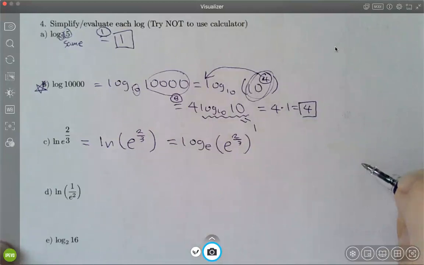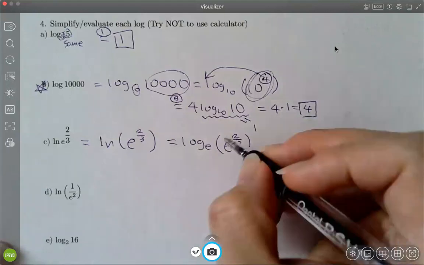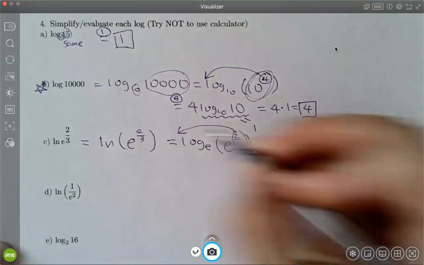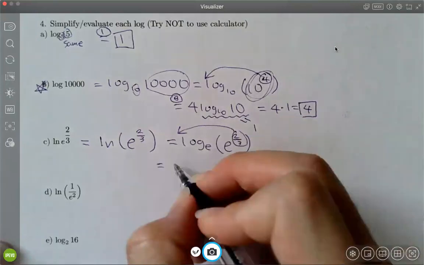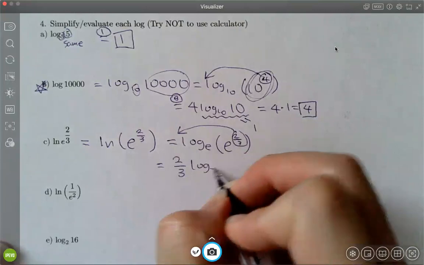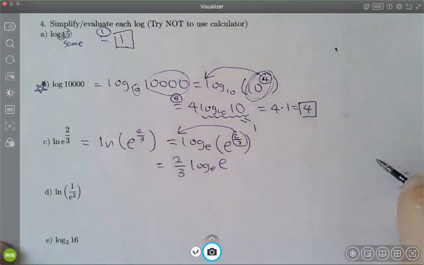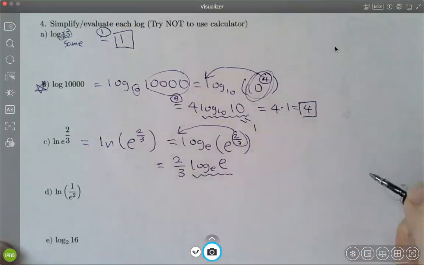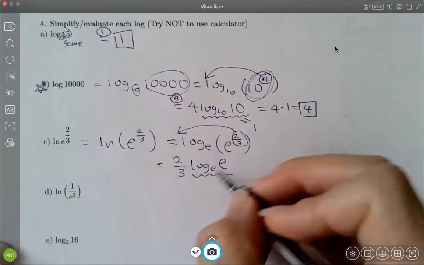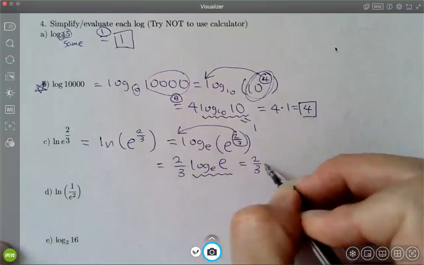Once again, you see the exponent within the log. So what does that mean? You can pull it out. So you have 2/3 log e. And what does log e mean? That's 1, because these two are the same. So we have 2/3 times 1, which is equal to 2/3.